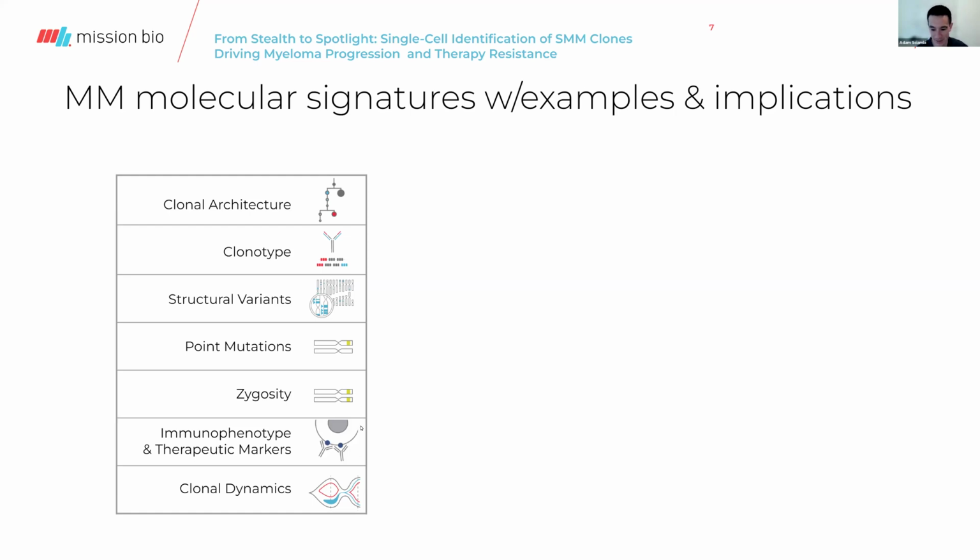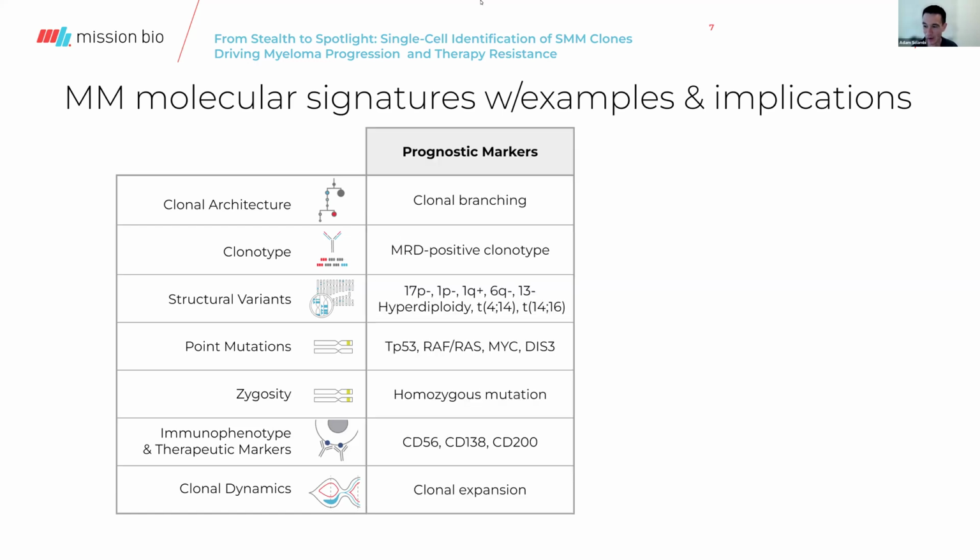You want to understand immunophenotype and therapeutic markers too, because this gives you prognostic sense of the disease, and then also gives you potential therapeutic targets. On the previous slide, I showed a lot of ADCs and CAR Ts and antibodies that targeted specific markers. And then lastly, you really want to understand in clonal dynamics, how is the disease changing and evolving? So that's sort of the wish list. Now I'm going to talk about some prognostic markers associated with each of these.